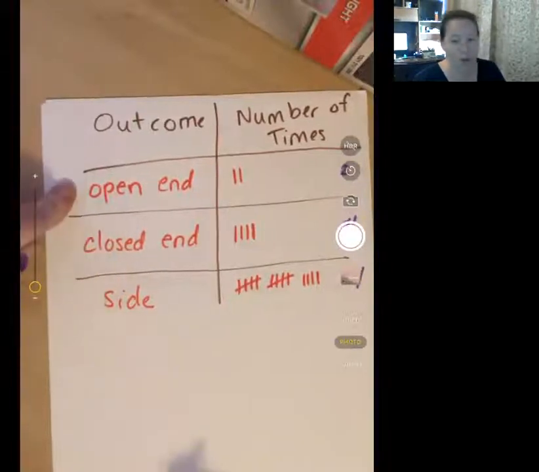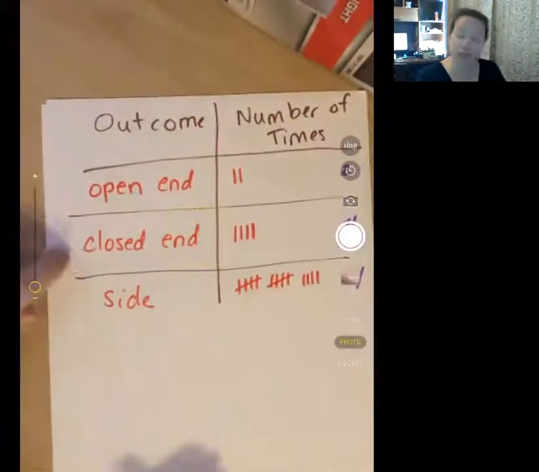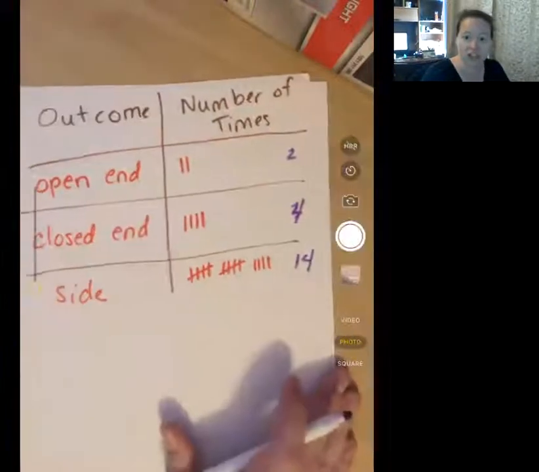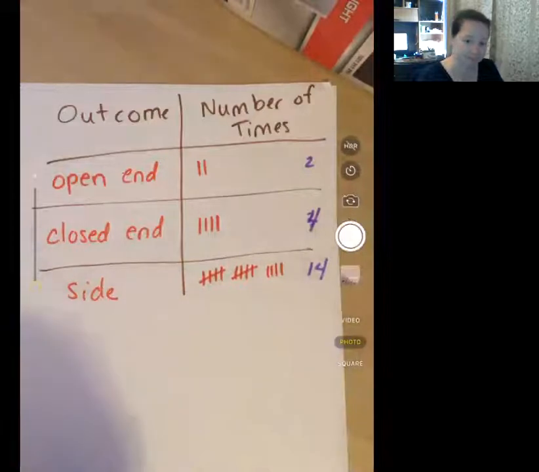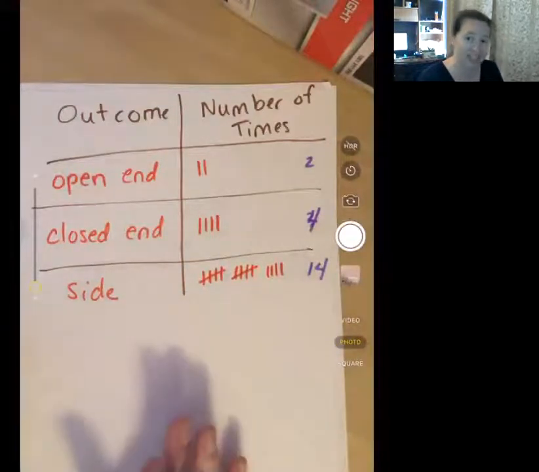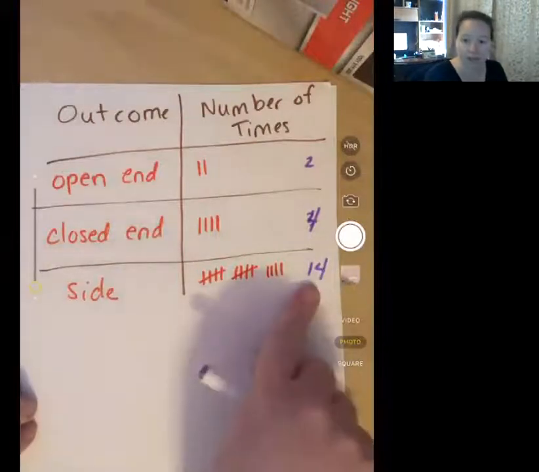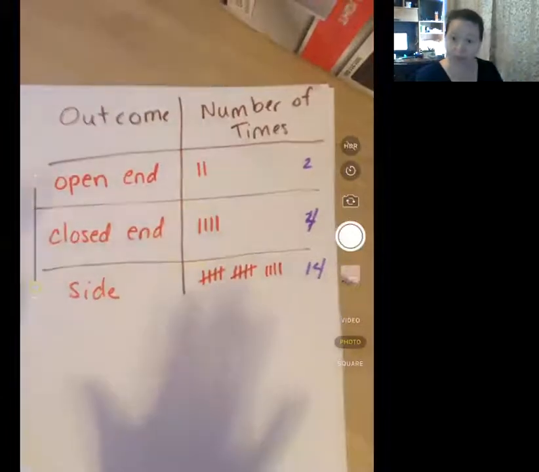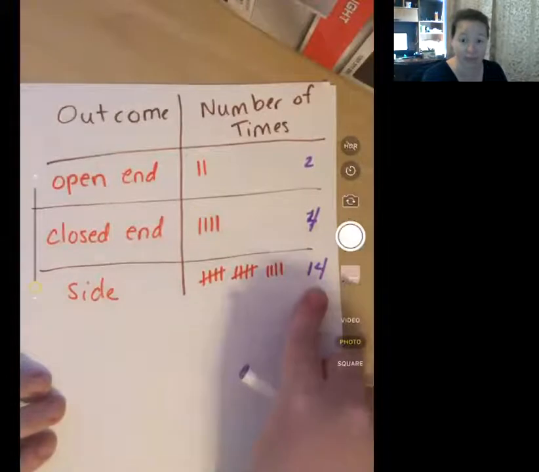A was writing down that it could end with the top up, it could end with the open part up, it could end with the closed part up, or it could just end on its side. Now you can tell just by looking at this that it is much more likely that it's going to end up on its side than anything else. So when we get all of our information together, we should find it's much more likely that it will end up on its side.